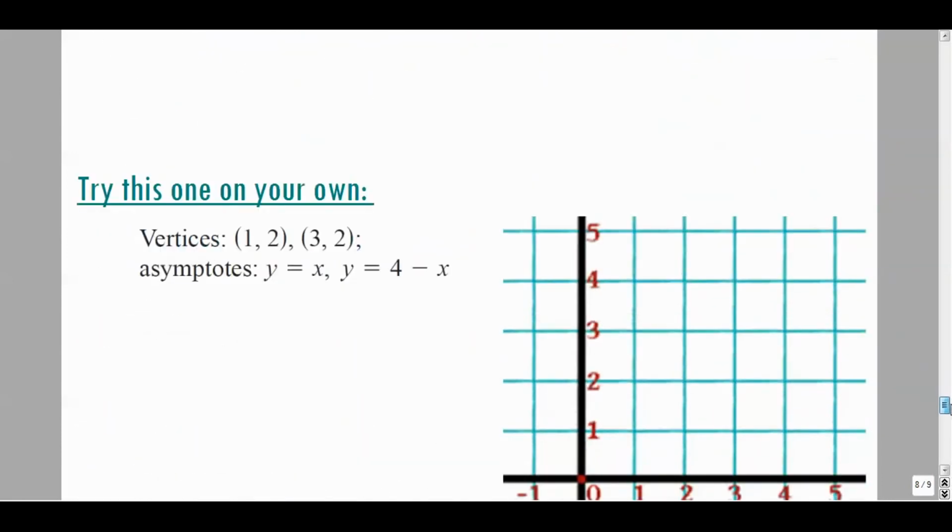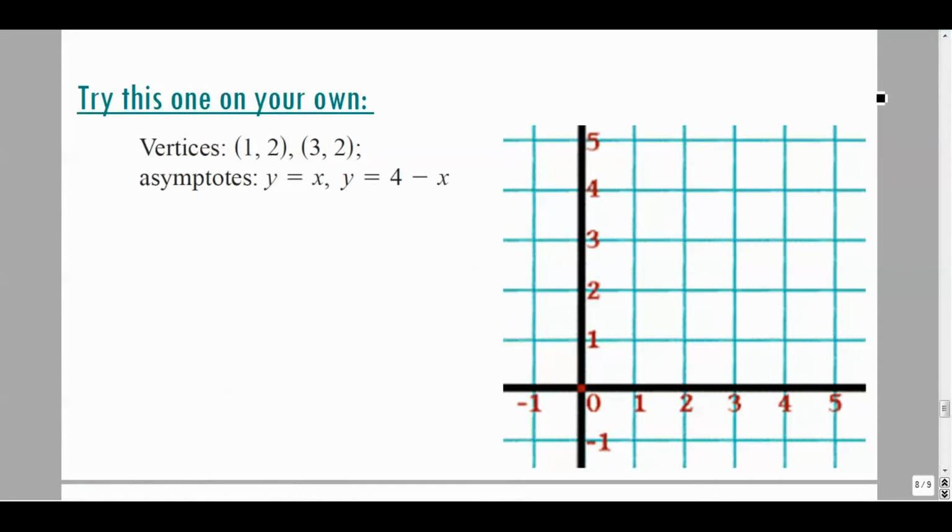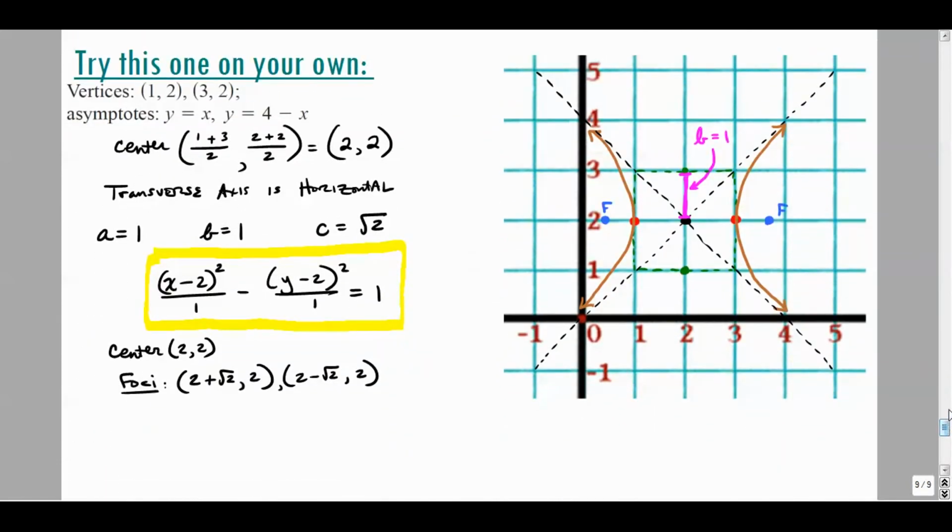All right, so try this one. Pause the video, give this one a shot. Again, I'm giving you the asymptote equations and the vertices, and your job is to sketch it, figure out A, B, and C, and then write the equation as well. All right, hopefully you gave that a shot. Here are your answers. You see that A is 1, B is 1, C is radical 2. And your equation is highlighted there for you. I also included the center coordinates and the foci coordinates.